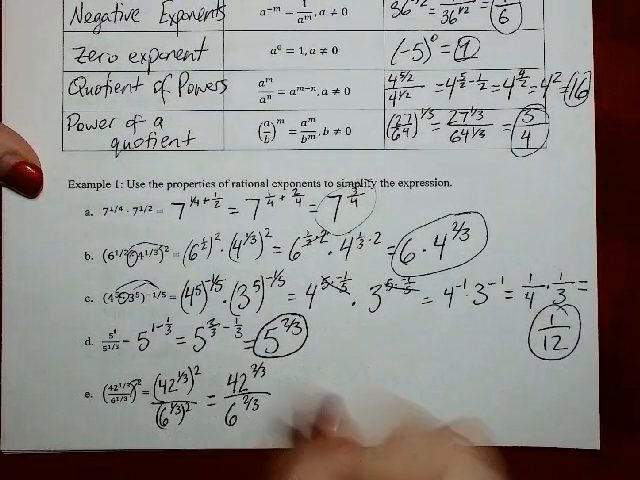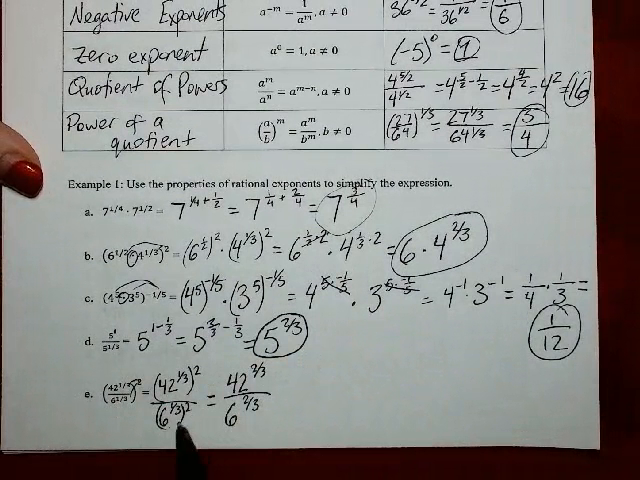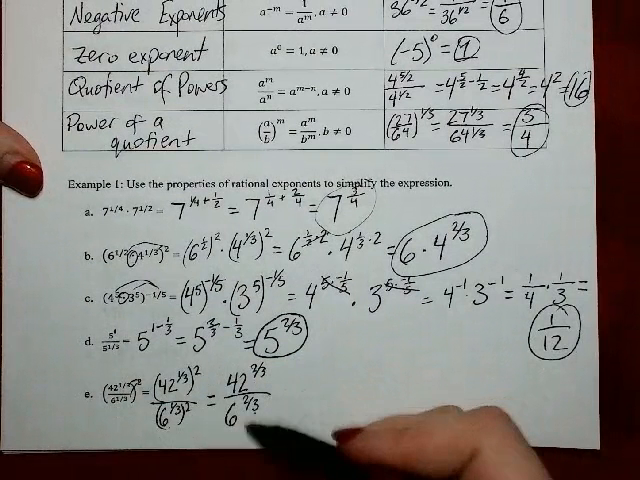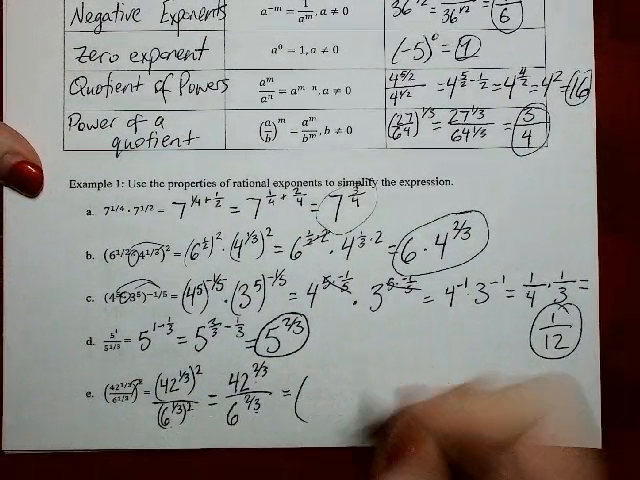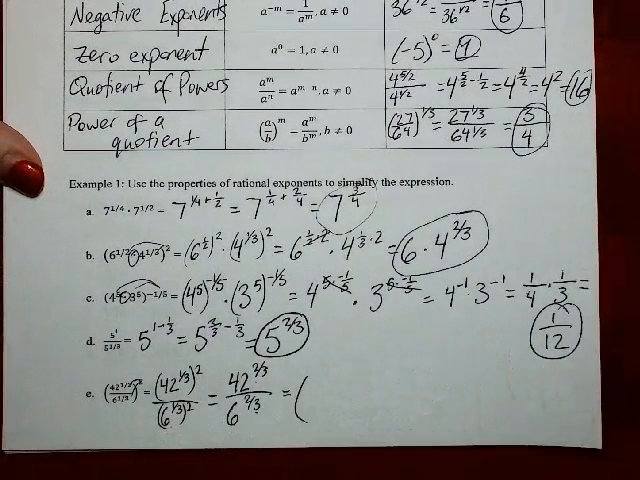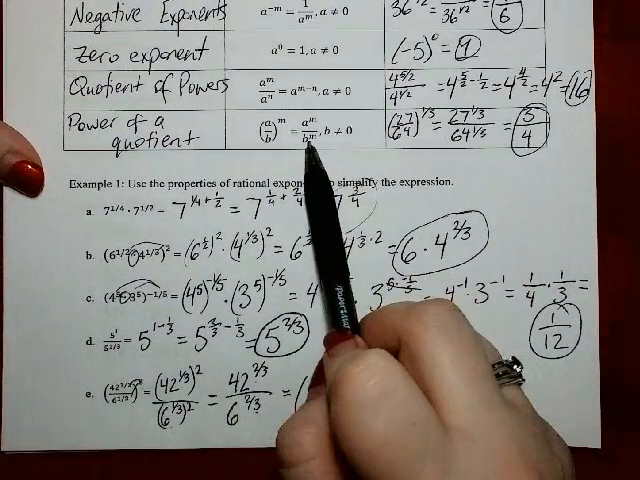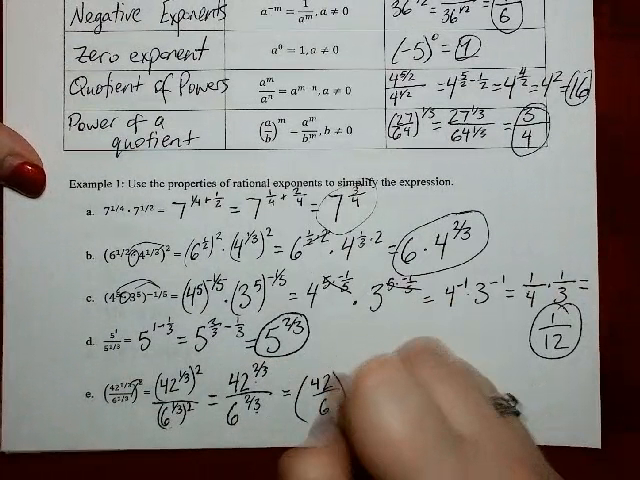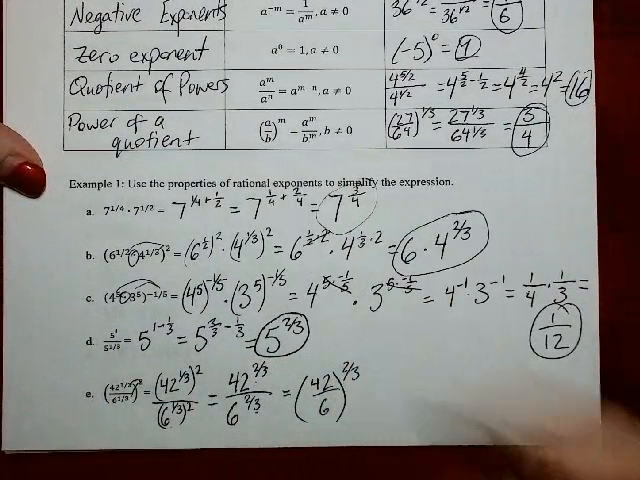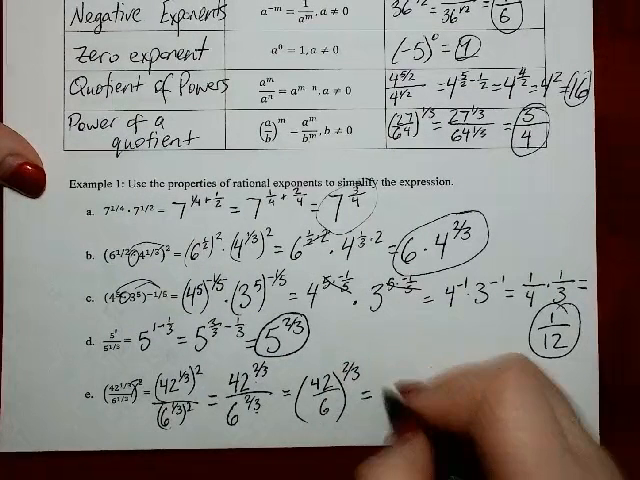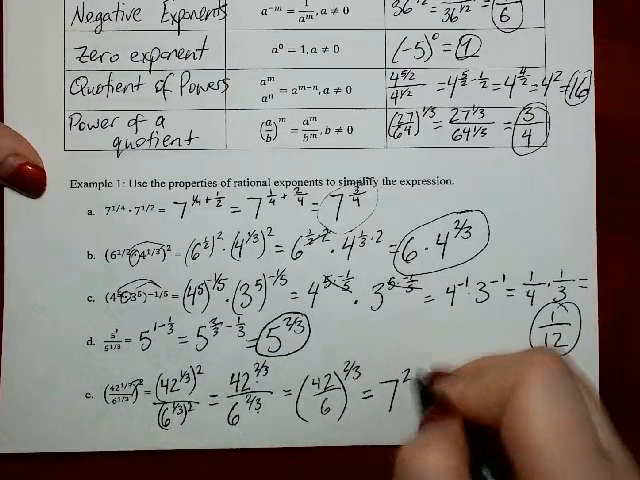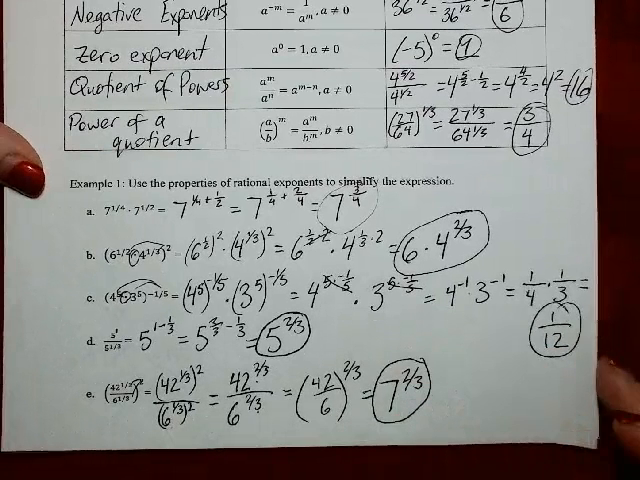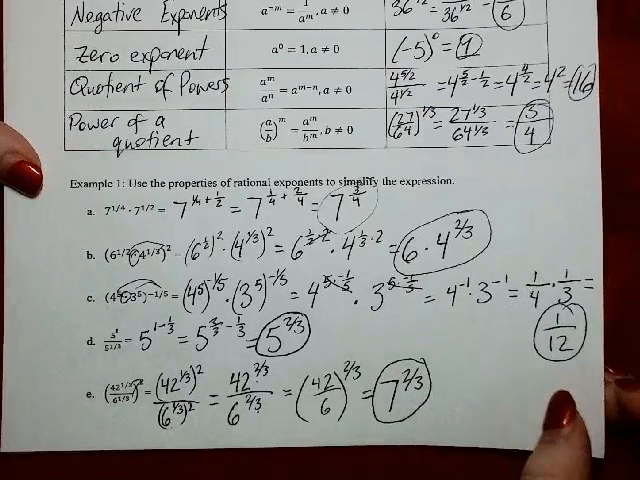Since we're taking power to a power, we can multiply these. Now, we have the same exponent in both cases, so we can use this property backwards and pull out our exponent. And then we can take 42 divided by 6, and we get 7 to the 2/3, and that we cannot simplify anymore. So we are done.